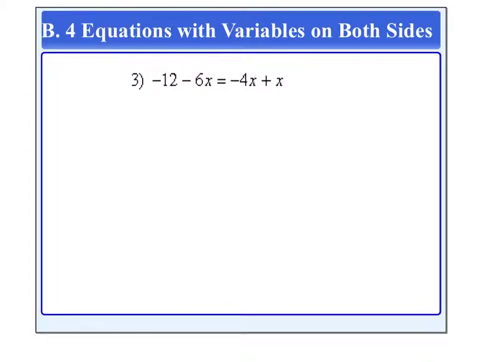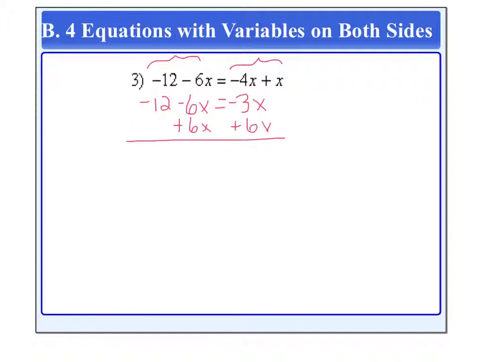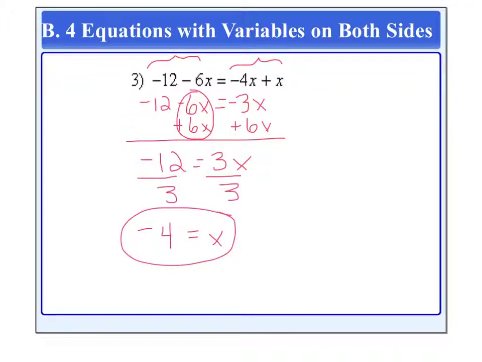On the left-hand side, there's nothing that we can combine right away, but on the right-hand side there is. Negative 4x plus 1x is negative 3x. I'm going to bring over the rest. Now I want all my x's on the same side, so in order to get them on the same side, I'm going to add 6 x's to each side. Get negative 12 equals a positive 3x. Divide by 3, and x equals negative 4.